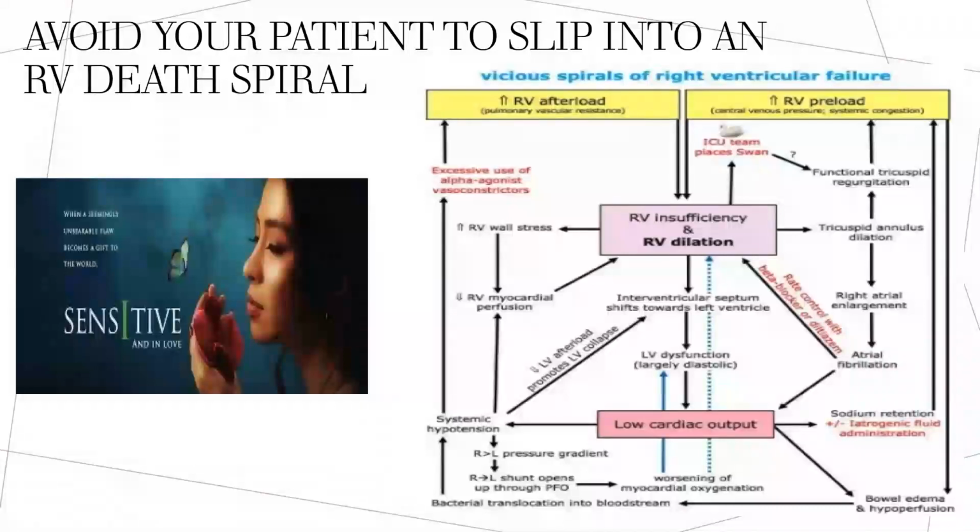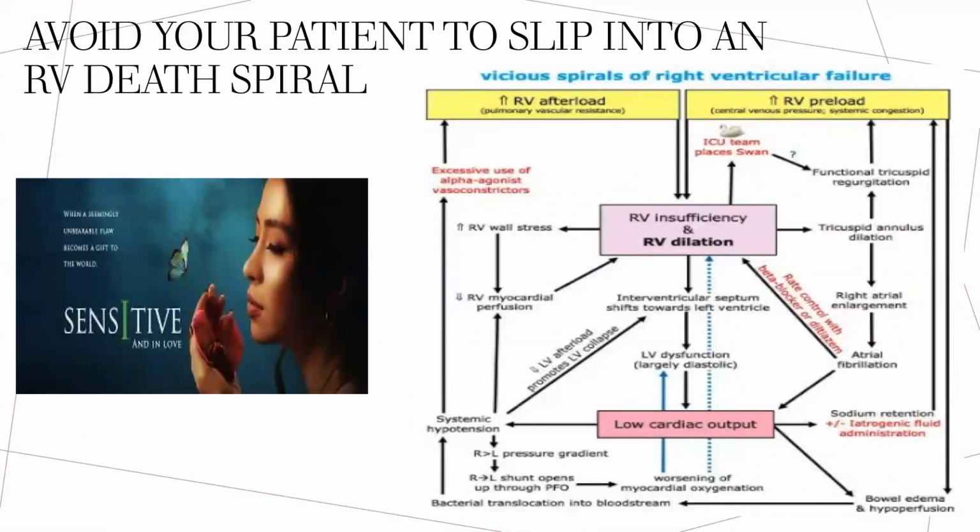The third spiral is RV dilatation leading to tricuspid annulus dilatation. This leads to right atrial enlargement, and then to atrial fibrillation and arrhythmia. This mandates giving some beta blockers, and beta blockers lead to more RV dysfunction.